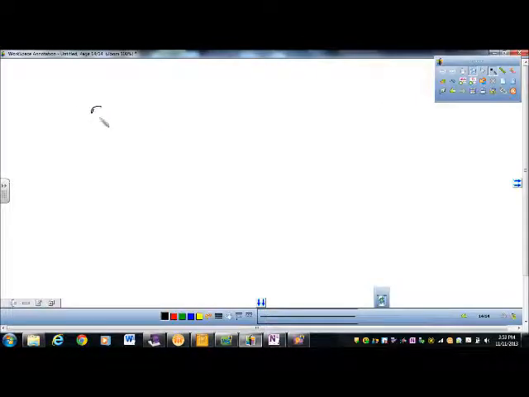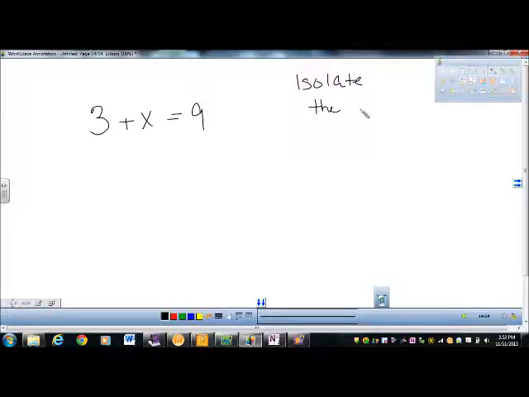Okay, so our equation was 3 plus x equals 9. And my ultimate goal is to isolate the variable. Now, what's the variable? Well, the variable is this nifty little guy right here that's represented as a letter. That means we don't know what goes in there, but we can go ahead and figure that out.